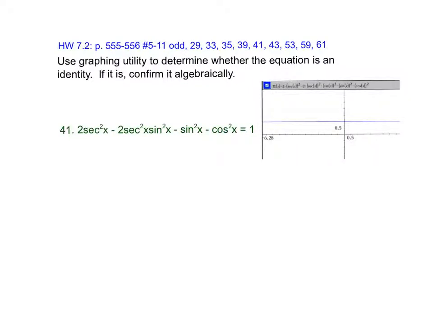This is the solution to problem 41 from homework 7.2. In the first part, we're asked to use a graphing utility to determine whether the equation is an identity. This isn't a true verification, but it's a way to check.